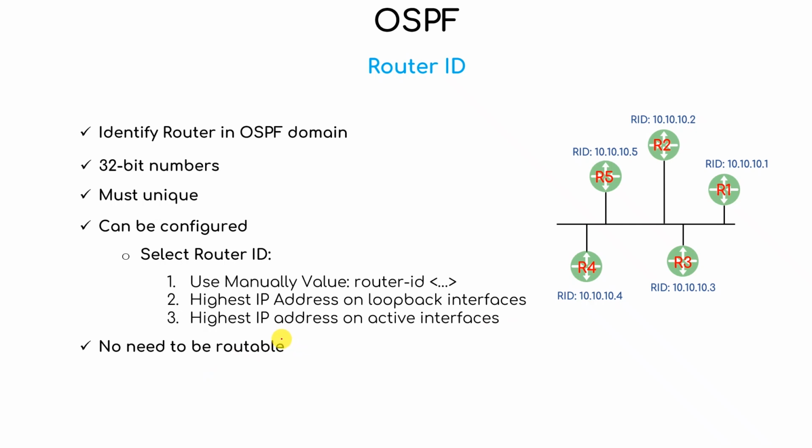The OSPF router ID can be changed, but changing the router ID resets the neighbors and re-establishes the adjacency. So as best practice, we should keep the router ID stable and configure it under the OSPF configuration mode using the command router-id.